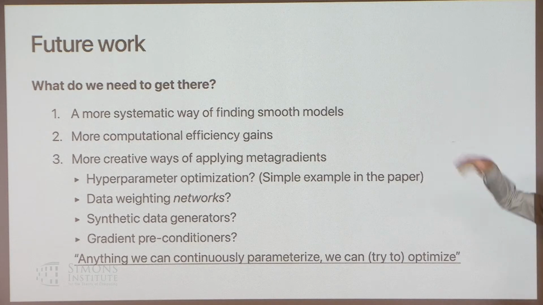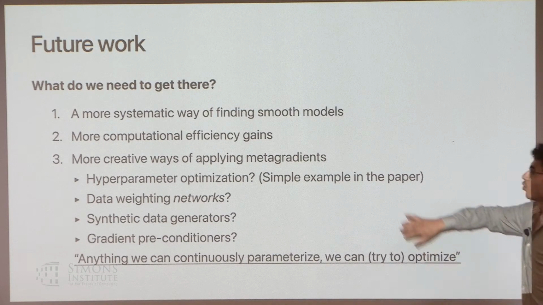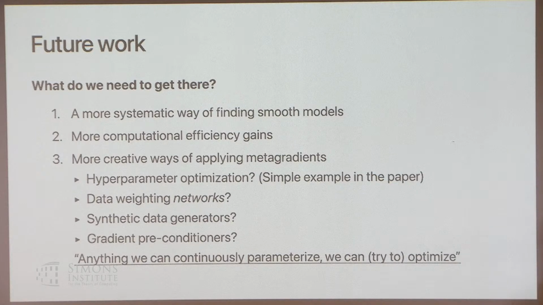One is, as some of the questions alluded to, we need a much more systematic way of finding smooth models. In doing this, we kind of ignored the whole literature on non-smooth optimization and smoothing, regularization. There's tons of gain to be had by just looking at some of the literature and applying some of these techniques. The second is more computationally efficient versions of this, either by using smaller models in order to differentiate or by truncating the training procedure or doing something.